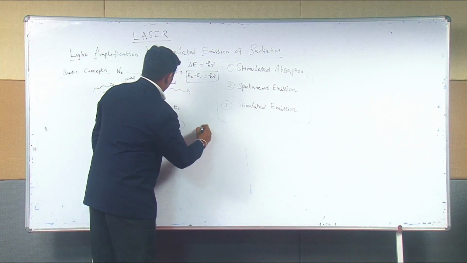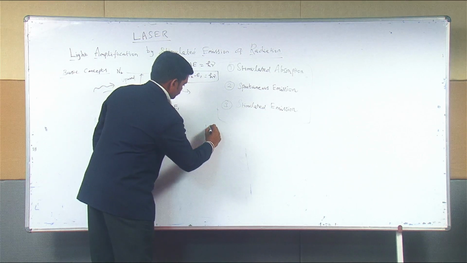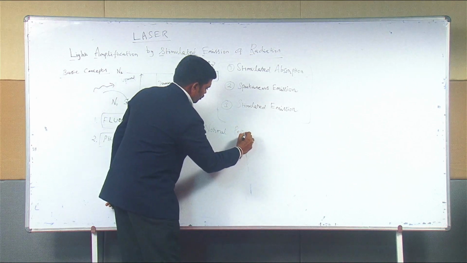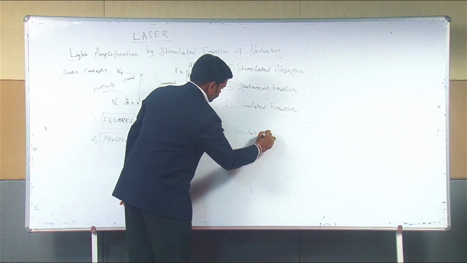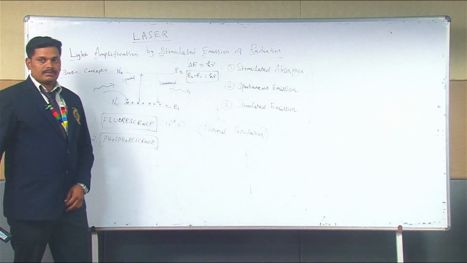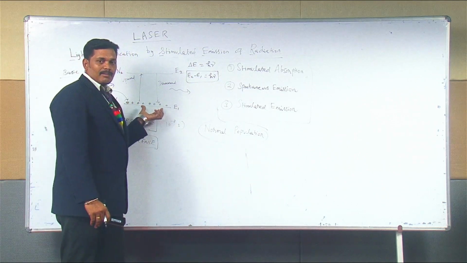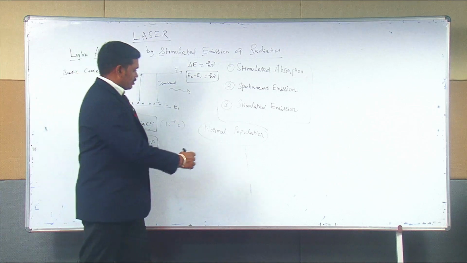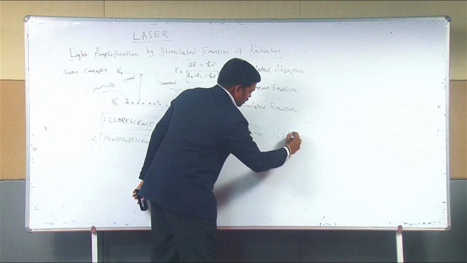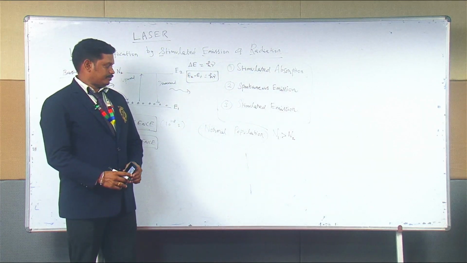The two important concepts are, first, normal population. So, what is normal population? Normal population means that in the ground state the number of atoms or molecules is more than in the excited state, then we can say it is normal population.